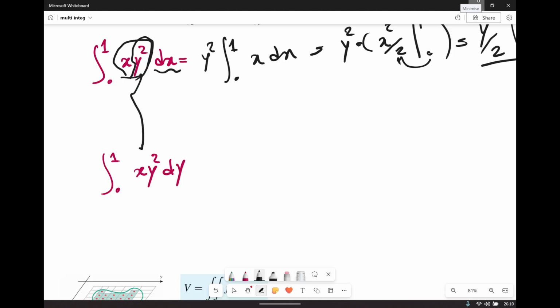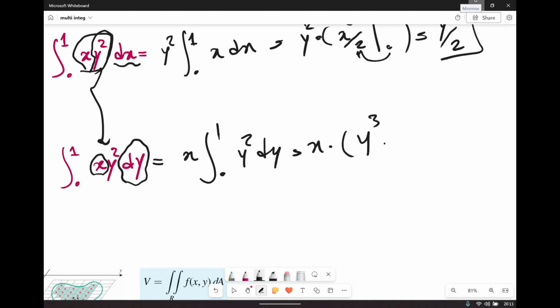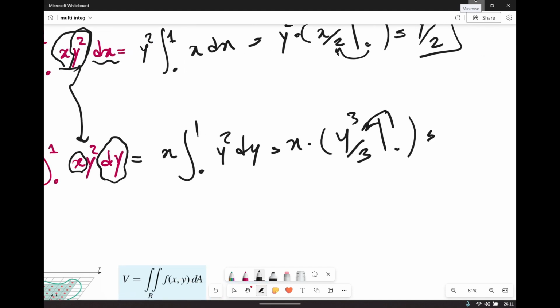What about this, guys? Although the formula is the same, in this partial integration we calculate the integration with respect to y. Therefore, x is a constant and comes out of the integration from 0 to 1 of y squared dy, which is x times y cubed over 3 between 0 and 1, that is 1 over 3, and the answer is x over 3.